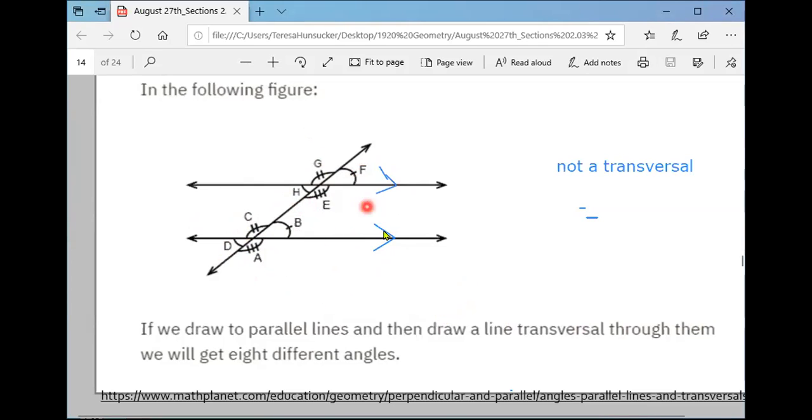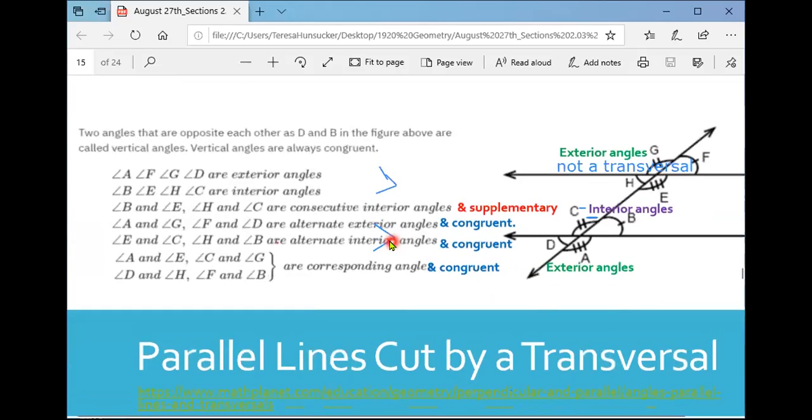Very good. Remember, vertical angles only share a vertex. They're formed by intersecting lines. They only share a vertex, okay? And they have no sides in common, and they're opposite one another, okay? So here's the new material, okay? Two angles that are opposite one another, B and D, look at the photo, are called vertical angles. They're always congruent, okay?